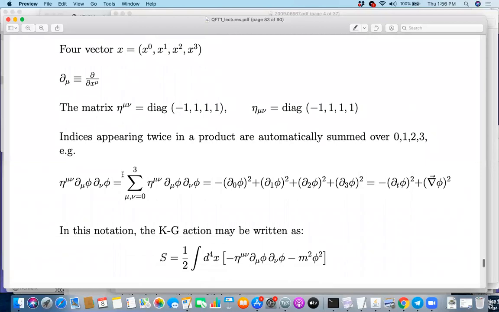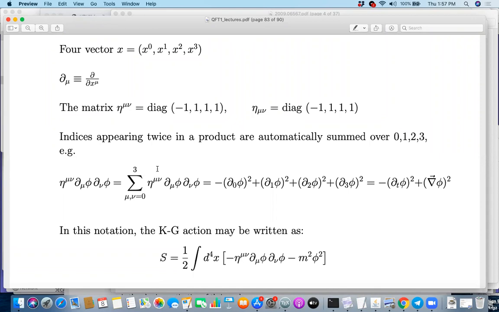And now I'm going to introduce the summation convention, which says that if we have an index that appears twice in a product, then those indices are automatically summed over 0, 1, 2, and 3. So for example, if you have eta mu nu times del mu phi, that automatically means, because the index mu appears twice and the index nu appears twice, that they are automatically summed over from 0 to 3.